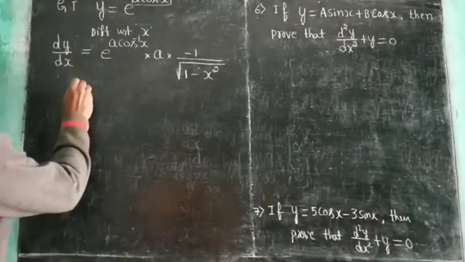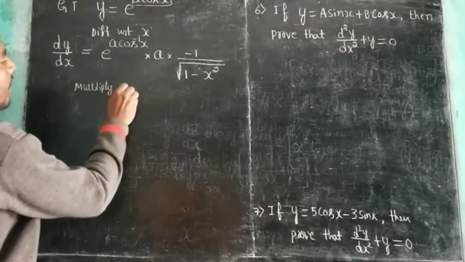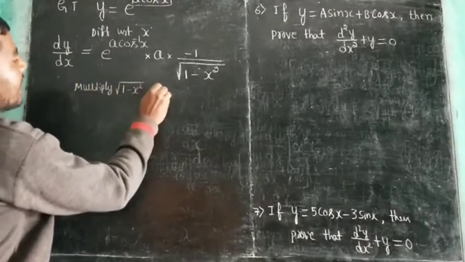So next, in the next step, multiply root of 1 minus x square on both sides.